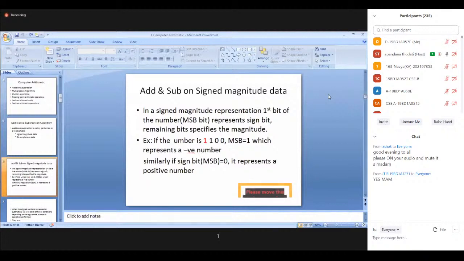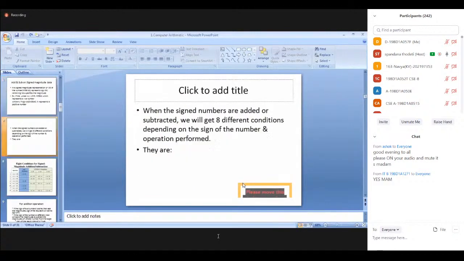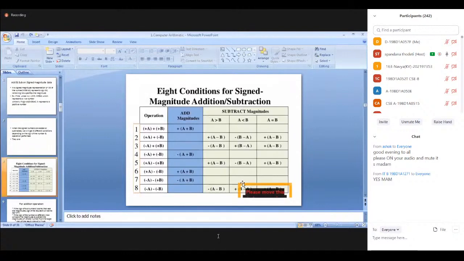But in case of signed ones complement and twos complement representation, you don't specify the sign of the number explicitly. No register, no flip-flop will be used to store the sign of the number. That sign will be included in the number itself. We have already seen one example of how to represent a decimal number in signed magnitude, ones complement, and signed twos complement representation, right? Now we'll see the flowchart of the addition and subtraction.